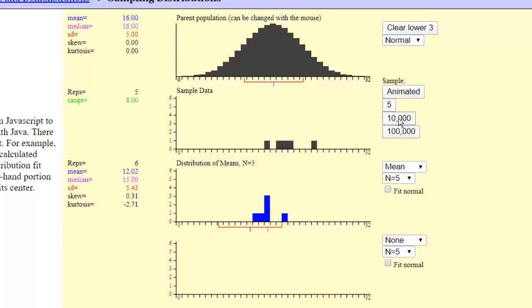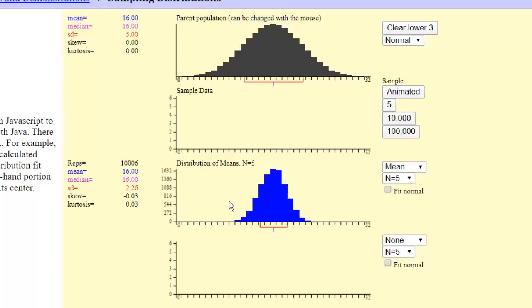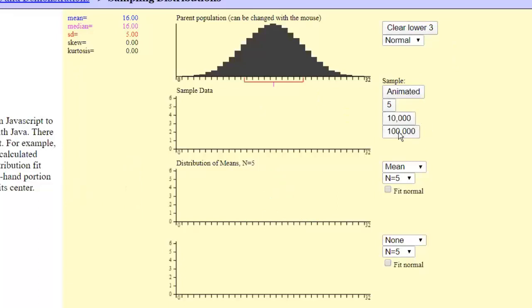Now, if you do this a bunch of times, you notice the blue one is still a normal curve, but the spread is a lot smaller. In other words, the standard deviation decreased. And in fact, the more samples you take, the smaller it should be. I should clear this and start over. Hold on. So if I go 10,000.